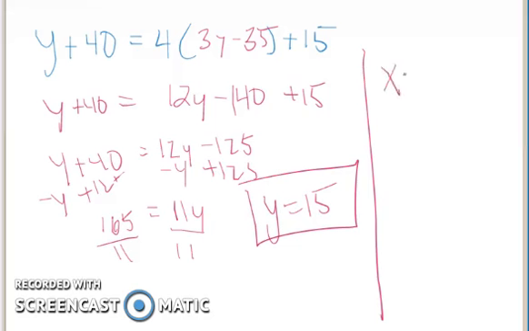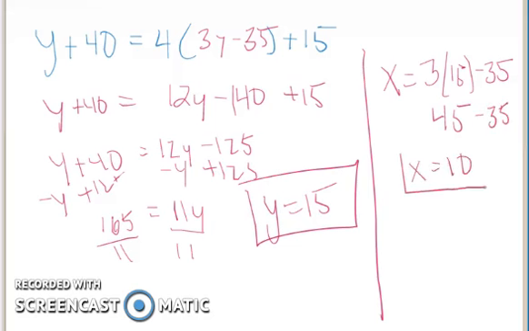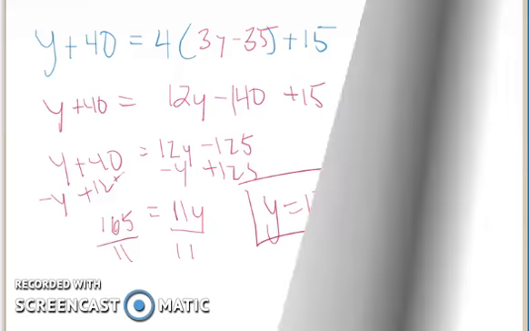Once we get this, we're going to actually plug this back into that x equals equation. It was x equals 3y, which is 15, minus 35. Okay? And so this is 3 times 15, so that's 45 minus 35. So that gives me 10. Okay, there we go. y equals 15, x equals 10. We can always double check by plugging it back in.